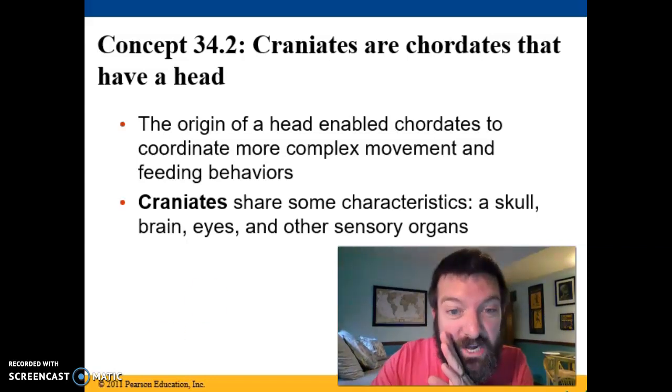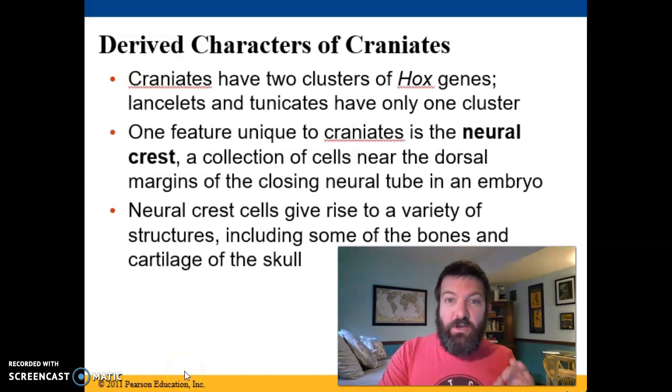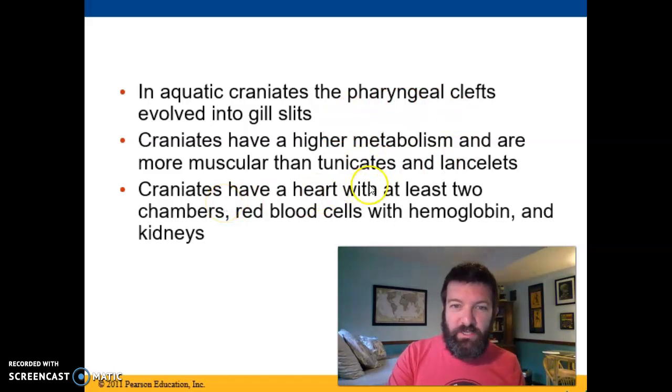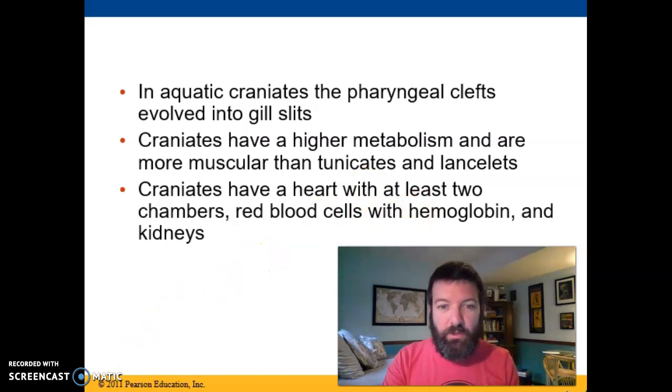Psst, we're craniates. And craniates have another cluster of Hox genes, right, as opposed to lancelets and tunicates, which only have one cluster, and this seems to lead to a neural crest, which leads to a brain. And the original craniates were aquatic craniates, and these pharyngeal clefts that were specifically for filter feeding evolved into gill slits, so they're there for gas exchange. Craniates tend to have a higher metabolism, they're more muscular, they have a heart with at least 2 chambers, hemoglobin, kidneys, so they're just more complex creatures.